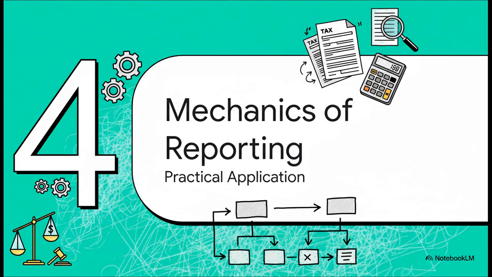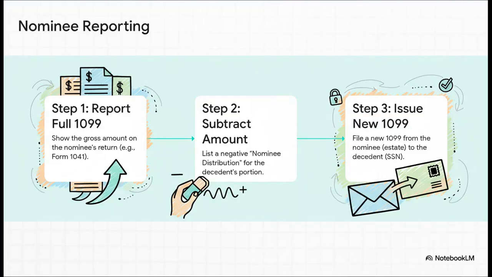All right, enough theory. Let's get down to brass tacks. How do you actually do this on the tax returns? What are the practical step-by-step mechanics you need to follow? You have to follow these 3 steps, and you have to do them in this exact order.